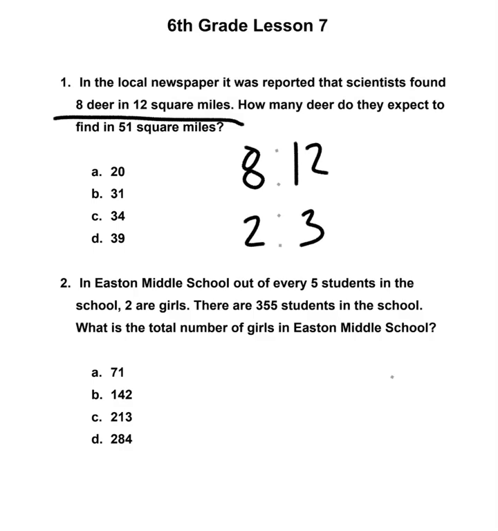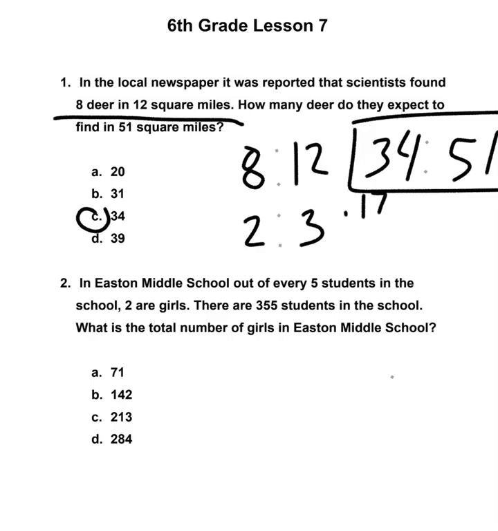And then 51. To get from 3 to 51, you can multiply by 17. So it's 51, and then you have to do it on both sides. So 2 times 17 is 34. 34 to 51.